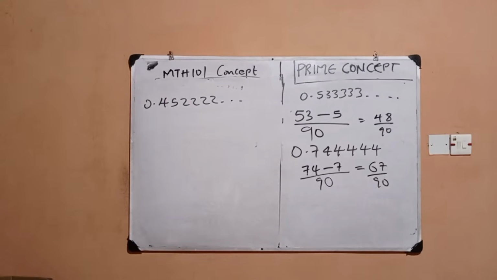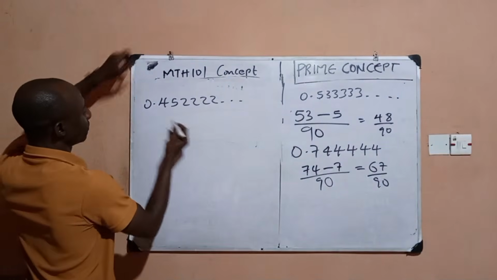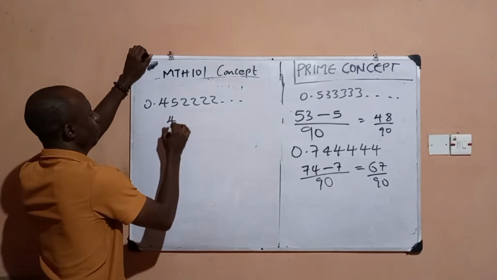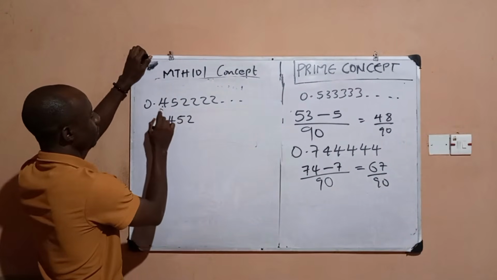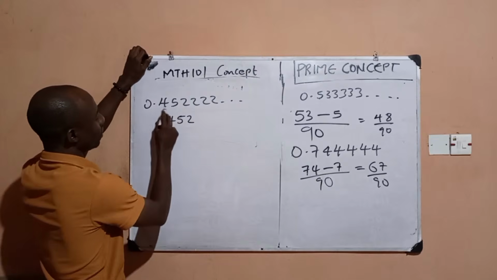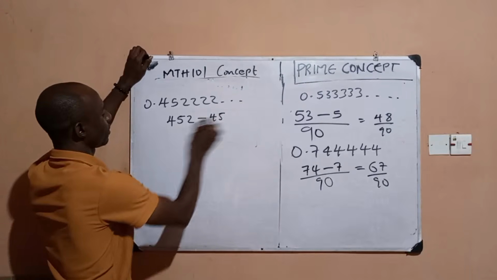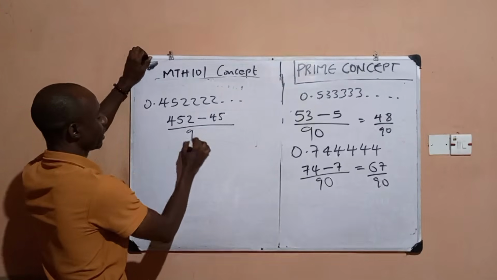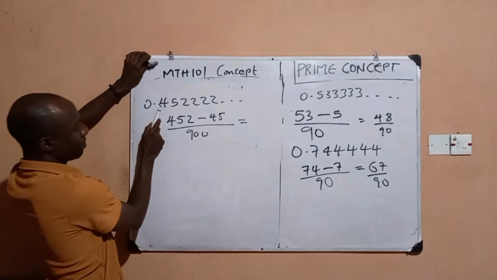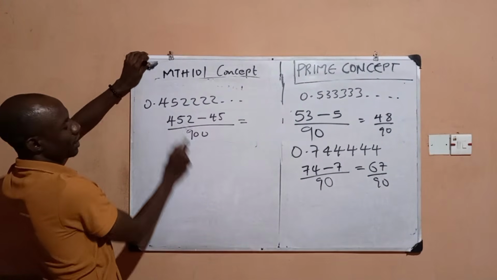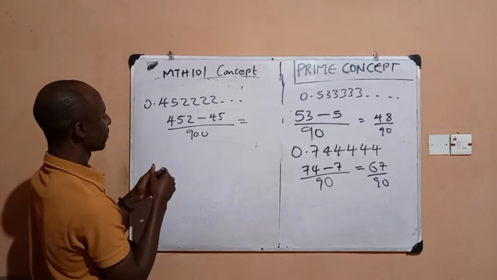So concept is clear. So what will you do here? You would have 45, right? Yeah, 452 rather. This is not recurring, you add one on it. So 452 minus 45, divided by 9, how many zeros? 0, 0. Remember you have two numbers that are not recurring, that's why it is 2 zeros.